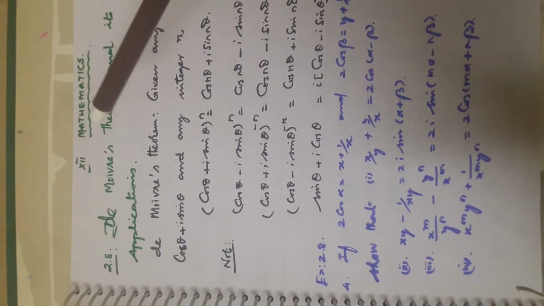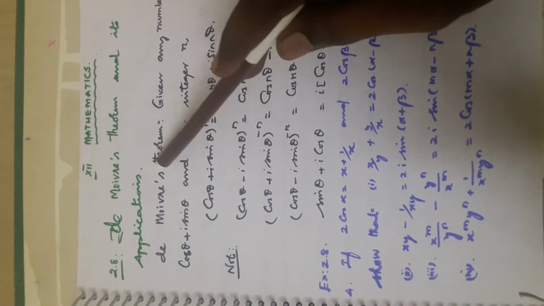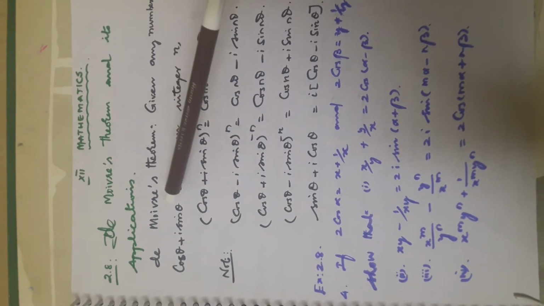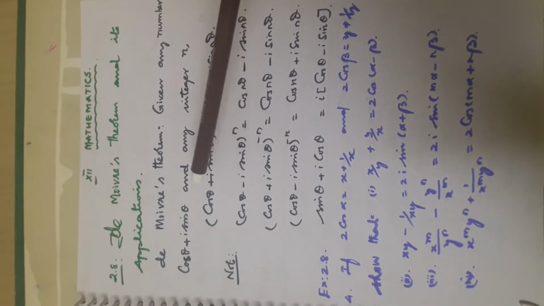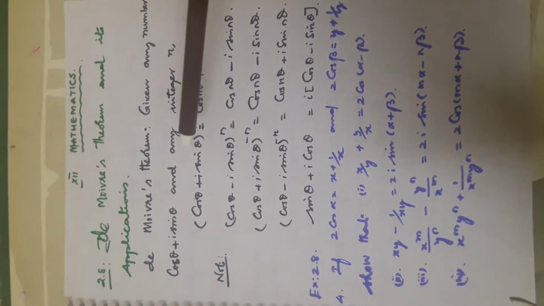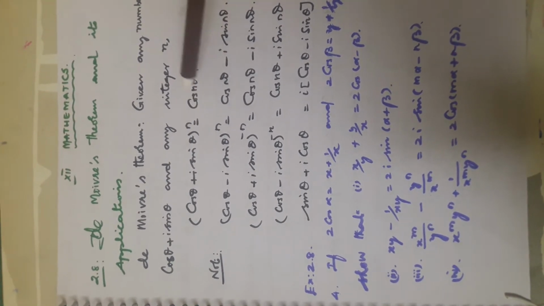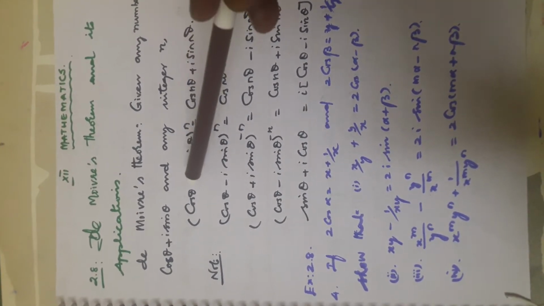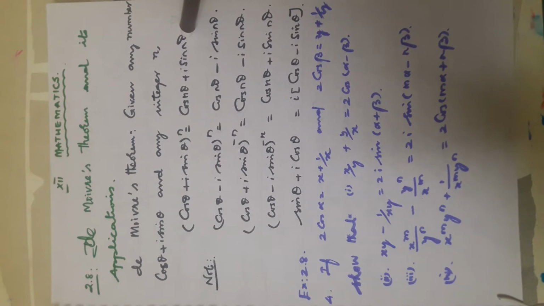Dear students, 12th standard mathematics, complex numbers continuation, exercise 2.8, De Moivre's theorem and its applications. It's one of the very simple, easy concepts. What does the theorem say? Given any number cos theta plus i sin theta, and any integer n, then (cos theta plus i sin theta) to the power n equals cos n theta plus i sin n theta. The power will come to the argument. So cos n theta plus i sin n theta. This has a lot of applications.